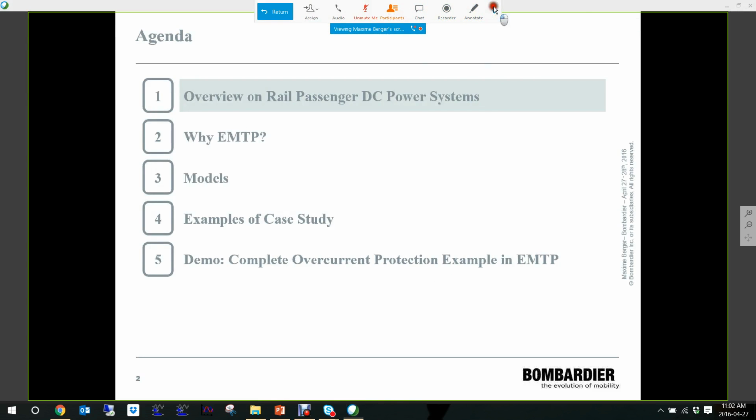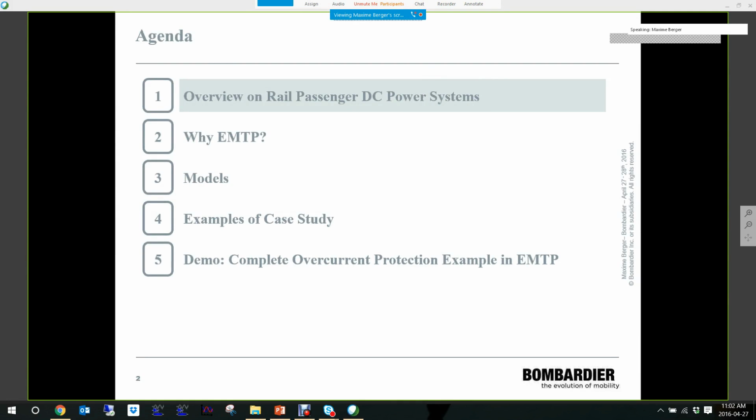So here's the agenda of this webinar. First of all, I will present you an overview of rail passenger DC power systems, which will give you a general idea of this whole world. Then I will explain to you the advantages of using EMTP to do our power system studies. After that, I will present you the models that have been developed and implemented in EMTP. After that, I will present you different examples of case studies that can be done using these simulation models. And finally, I will go in the EMTP and I will show you a complete overcurrent protection example.